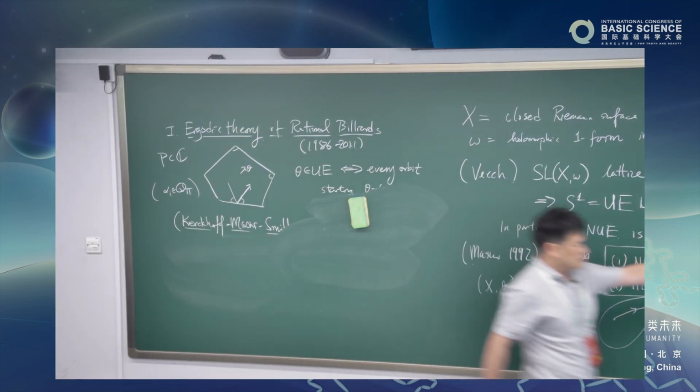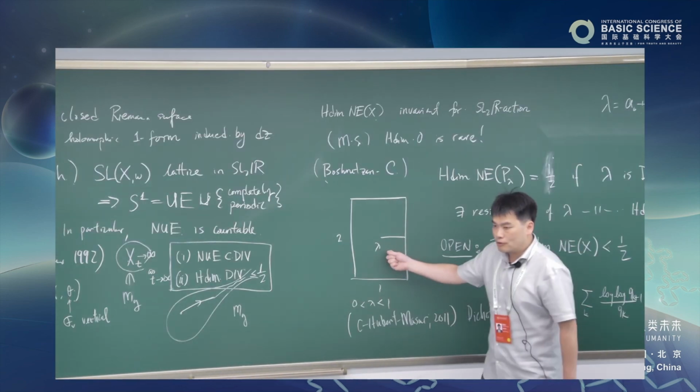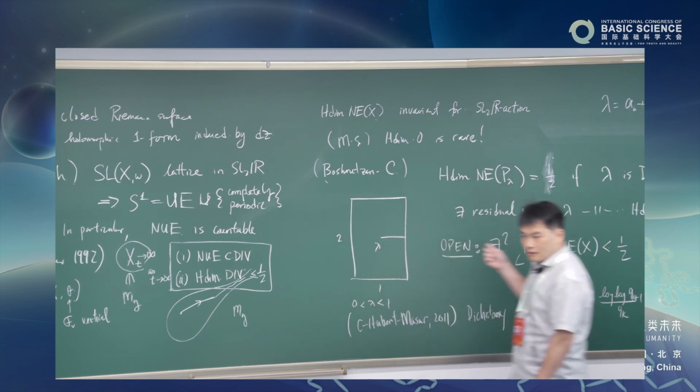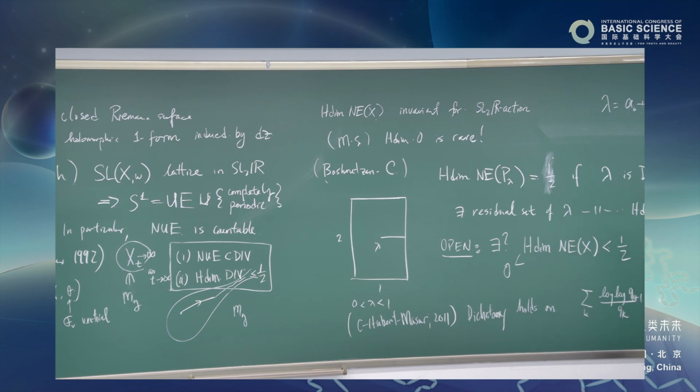For this, there's a dichotomy: for all real lambda between 0 and 1, the dimension is either 1/2 or 0. Sorry, I should say this implies the Hausdorff dimension is 1/2, and if lambda is infinite or rational, then the Hausdorff dimension is 0. That's the statement.